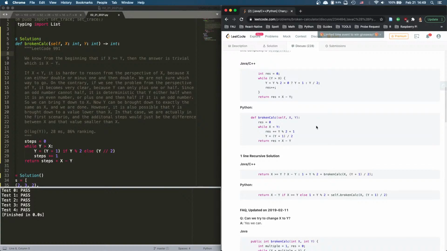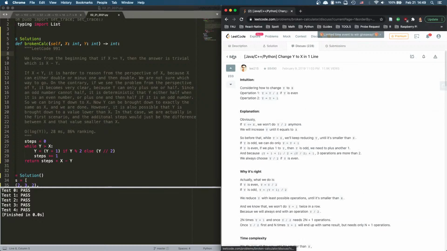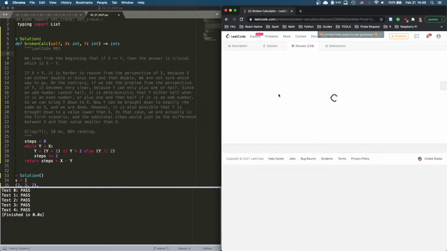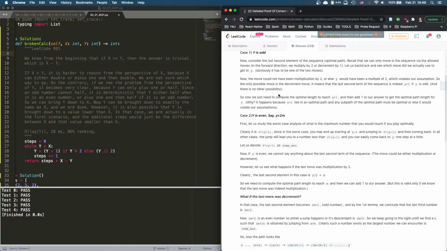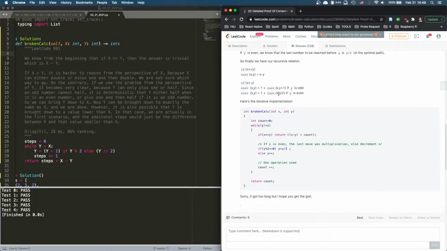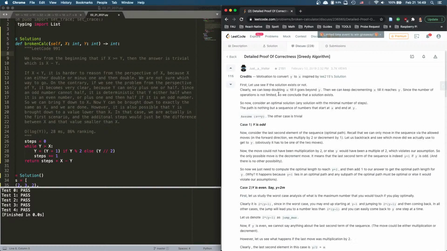No, I don't want to implement it. I like how mine looks right now. Detailed proof. Let's see. Oh my god, it's so long. My goodness. All right, I'm probably going to read this later.